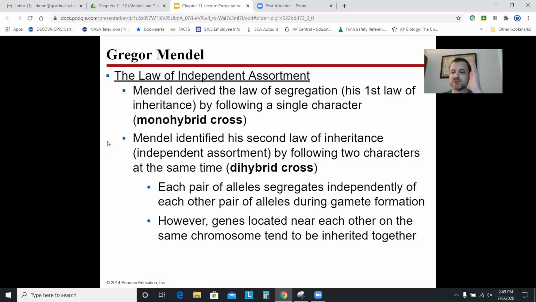So common questions. Mendel's first law of genetics is the law of segregation. That's anaphase one of meiosis.